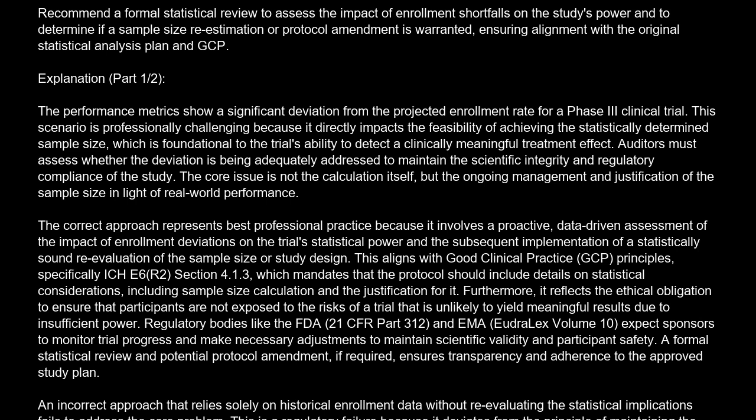Regulatory bodies like the FDA, 21 CFR Part 312, and EMA, EudraLex Volume 10, expect sponsors to monitor trial progress and make necessary adjustments to maintain scientific validity and participant safety. A formal statistical review and potential protocol amendment, if required, ensures transparency and adherence to the approved study plan.